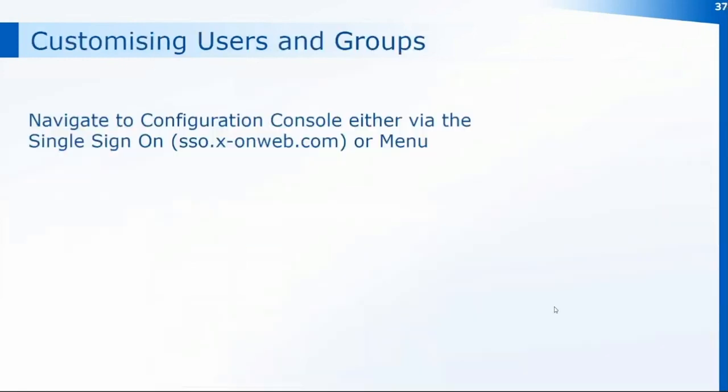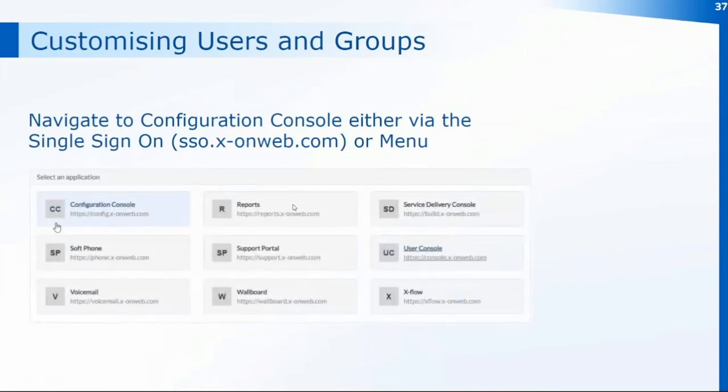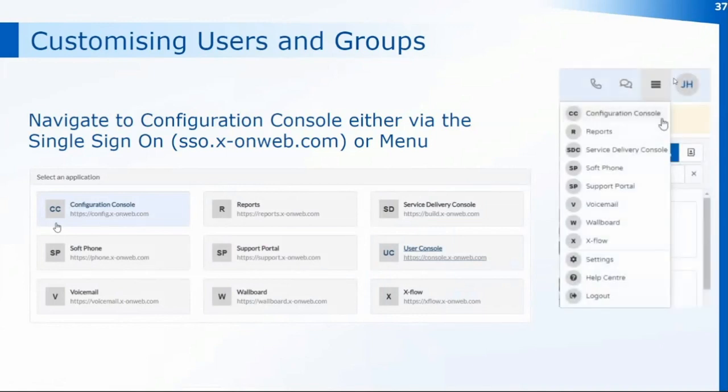Now you can customize both the users and the groups still within the configuration console. So to navigate to the configuration console, you can either go from the single sign-on when you first sign in and go to the configuration console from there, or you can use the menu, which is the 3 lines just next to your initials, and navigate to the configuration console from there as well.